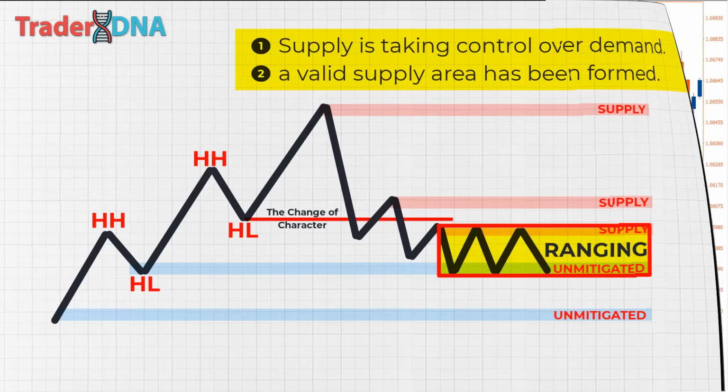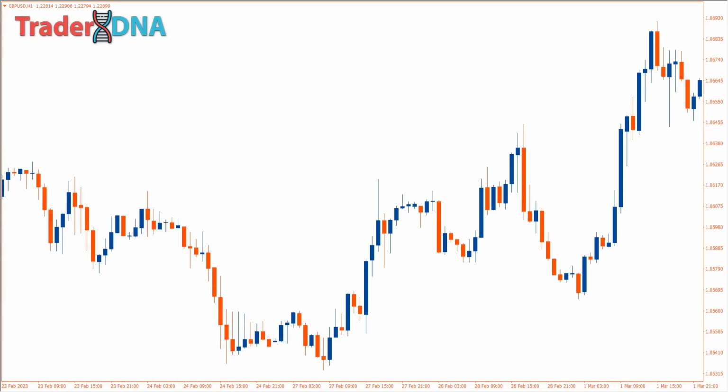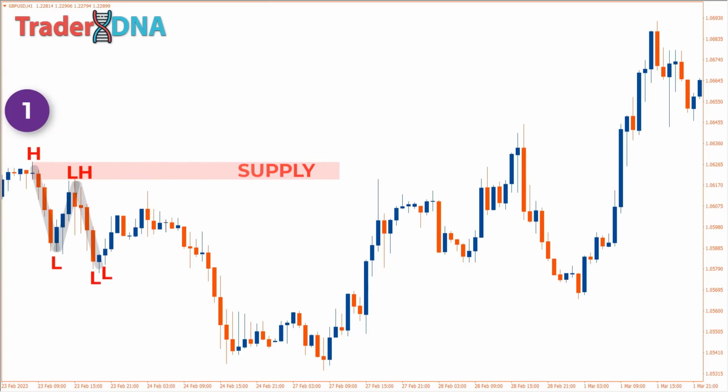Here on the 1-hour time frame of the British pound-United States dollar pair, let's analyze market movements individually to pinpoint where supply and demand are in control. Starting from the left, we observe a structural breakdown to the downside, indicating that supply is in control as long as we remain below this swing high. Additionally, there is a sharp move to the downside, breaching the preceding market structure, reinforcing the dominance of supply.